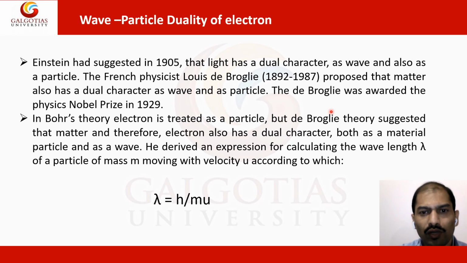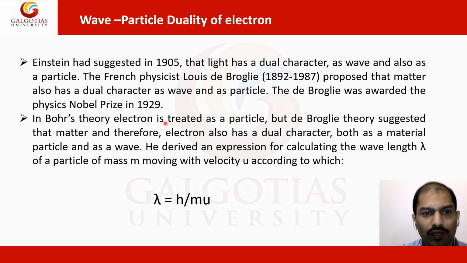De Broglie was awarded the 1929 Nobel Prize in Physics, because he gave a more reliable explanation, with experimental results, to explain the wave and particle nature of light.